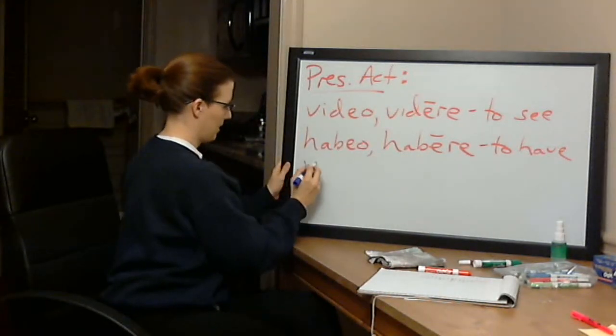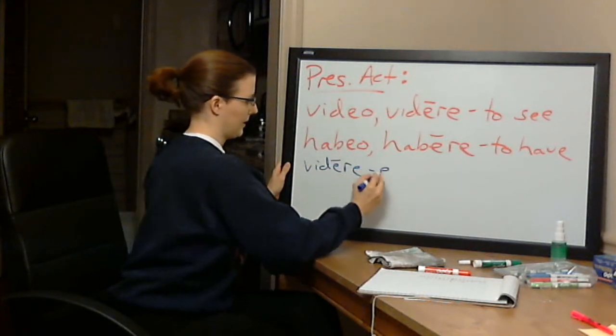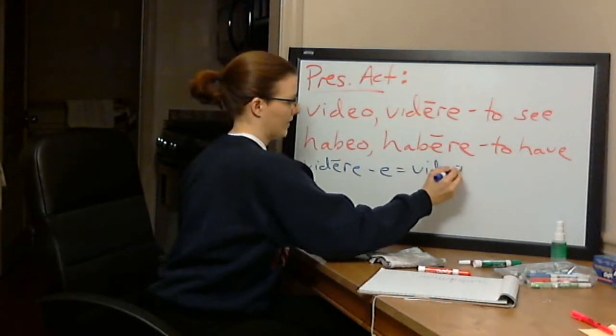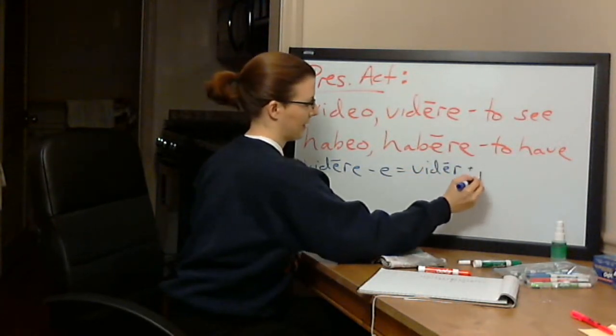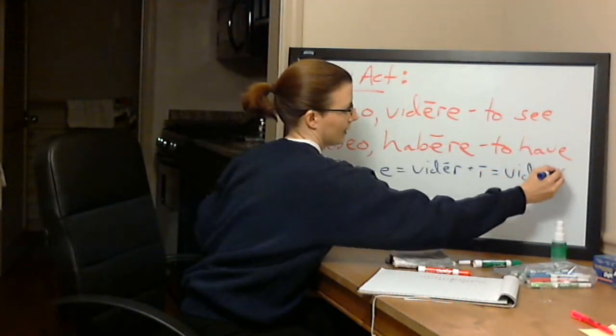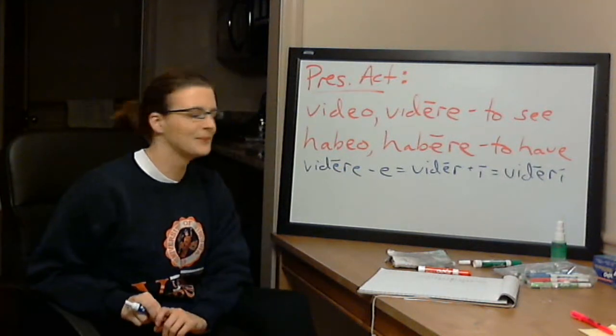So we have our videre. We're going to subtract one of the e's. That gives us our vider. And then to that, we're going to add the I, which gives us our videri. Macron, sure, we'll still say it's necessary there.